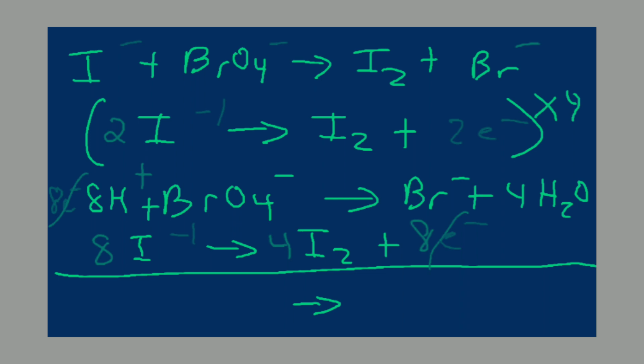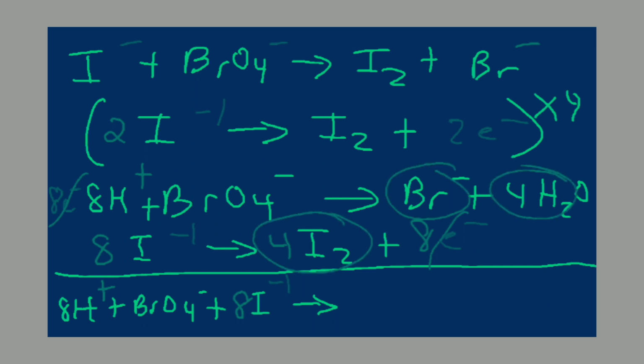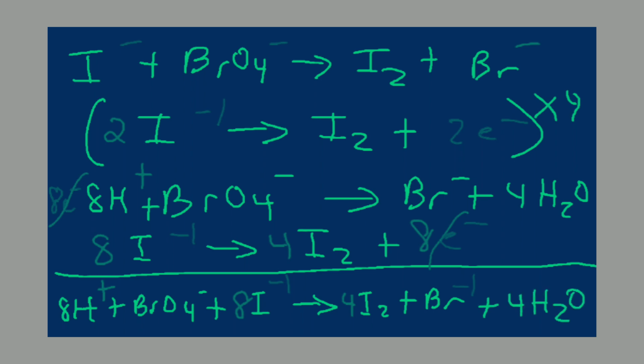So on the left side, we have these 3. Now for the right side, we have everything to the right of the arrows except the 8 electrons. So we have 4 I2 molecules, a bromide ion, and 4 water molecules. So this is the balanced reaction.